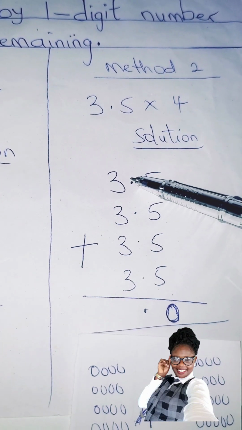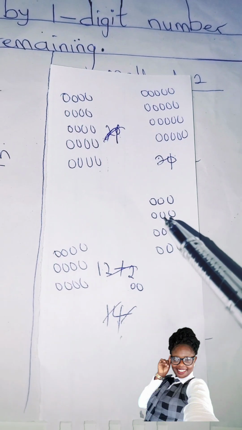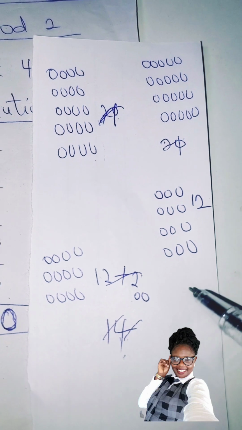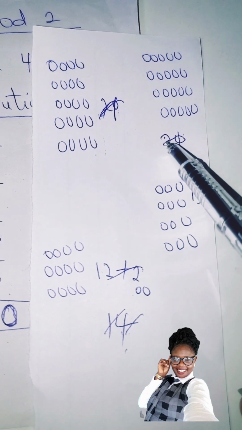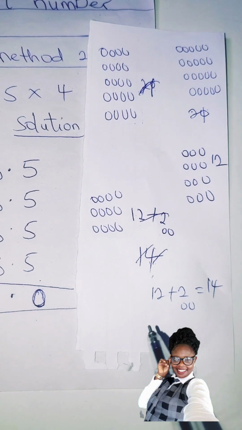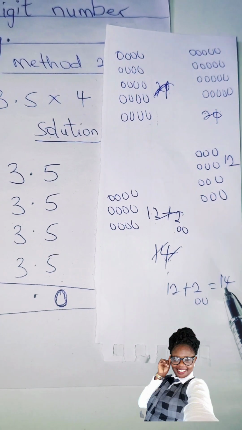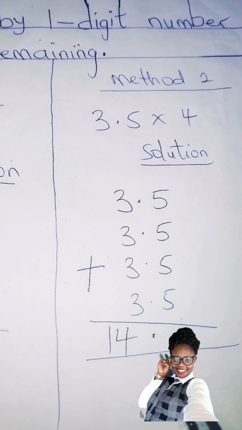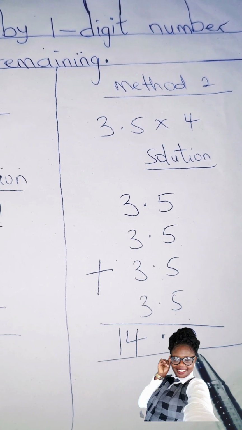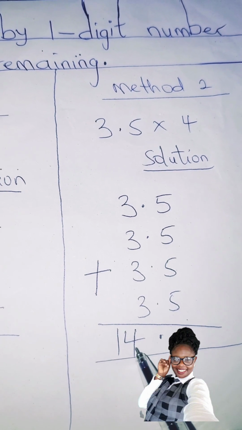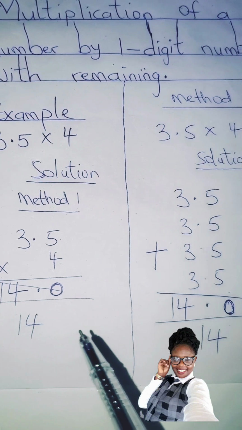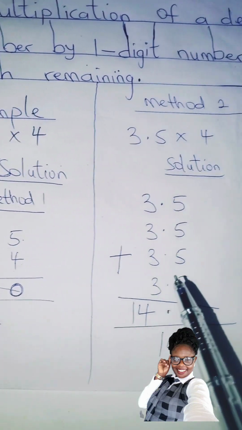Then count 3 in 4 places. These are my 3 circles in 4 places. After adding together, my answer is 12. So I'll add this 2 to this 12 to get my final answer. And 12, 13, 14. 14 is my final answer. I'll write it here. But note that whenever 0 is after a decimal point, the 0 means nothing, which makes my answer to be 14. Just like this. As you can see, I arrived at the same answer for both method 1 and 2.